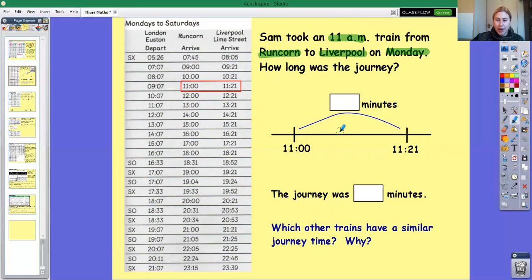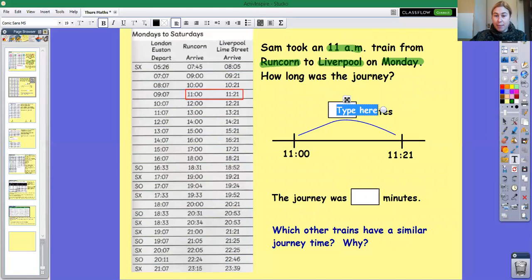So how long was the journey? So this journey stays within the hour of 11 o'clock, doesn't it? It doesn't go over 11. So all I need to do is think about, well, okay, how many minutes are there between 11 o'clock and 11:21? So if I added 21 minutes to 11 o'clock, if I counted on 21 from 11, I would get to 11:21. So I know that the journey time must be 21 minutes.